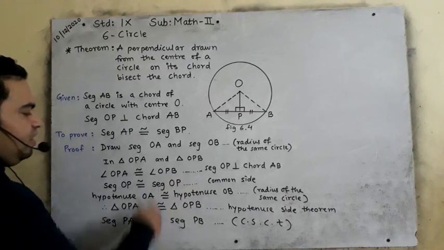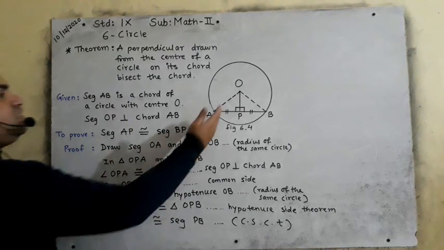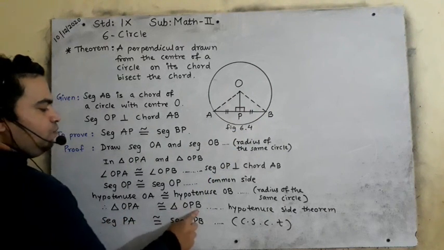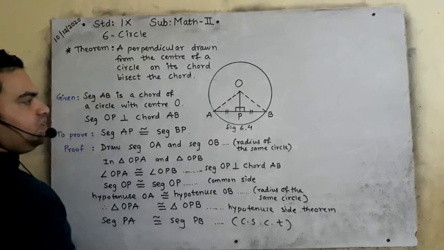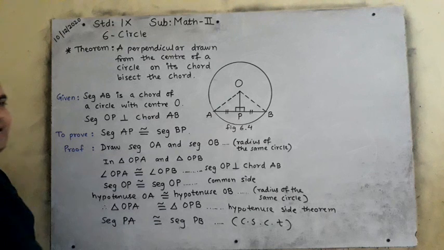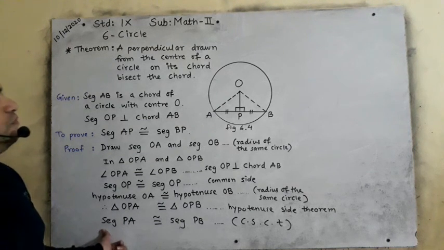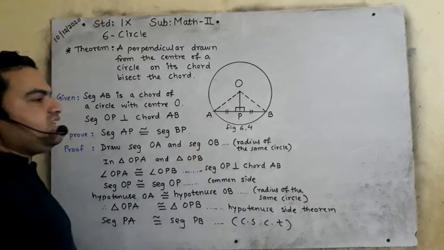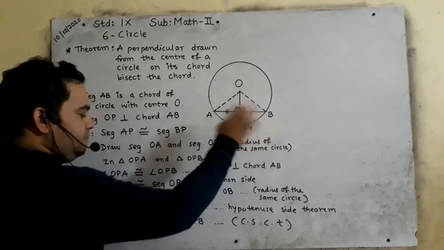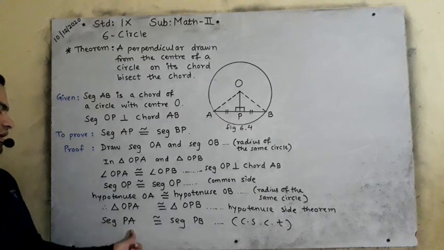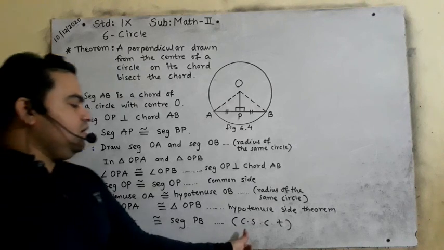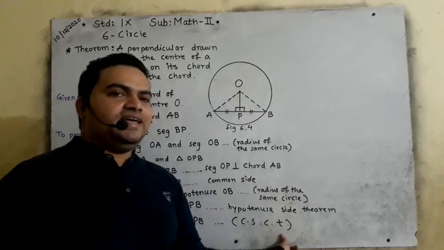Now everything we have proved here is congruent. It means these two triangles are congruent to each other. Therefore, triangle OPA is congruent to triangle OPB by the hypotenuse side theorem. Whenever you see the right angle symbol, we say it is the hypotenuse side theorem. By corresponding sides of congruent triangles, segment PA, or AP, is congruent to segment PB.